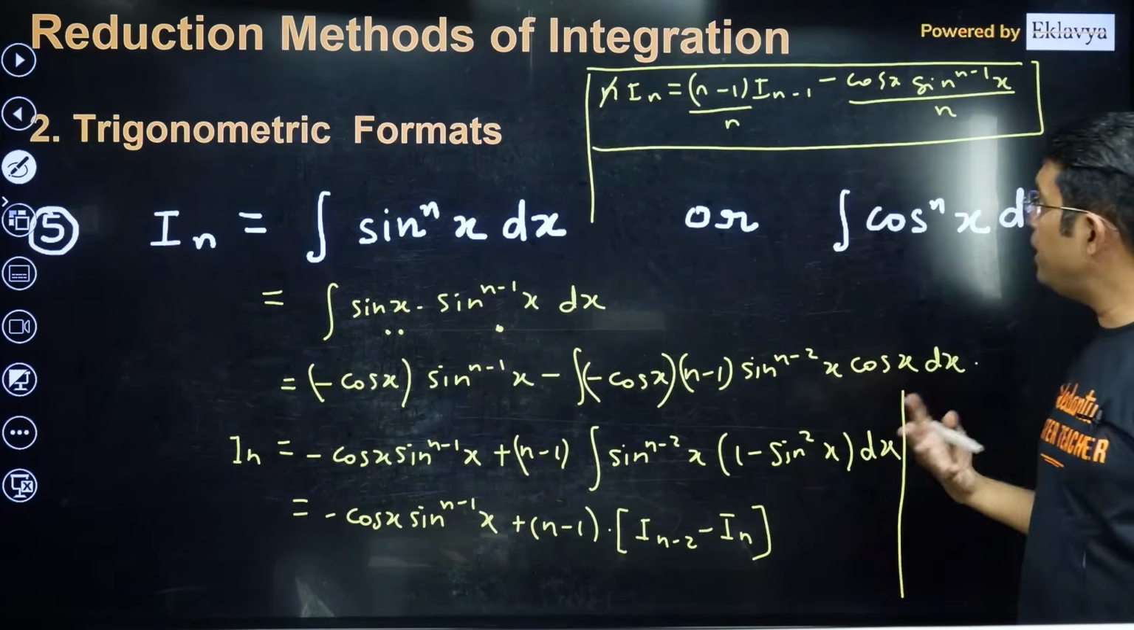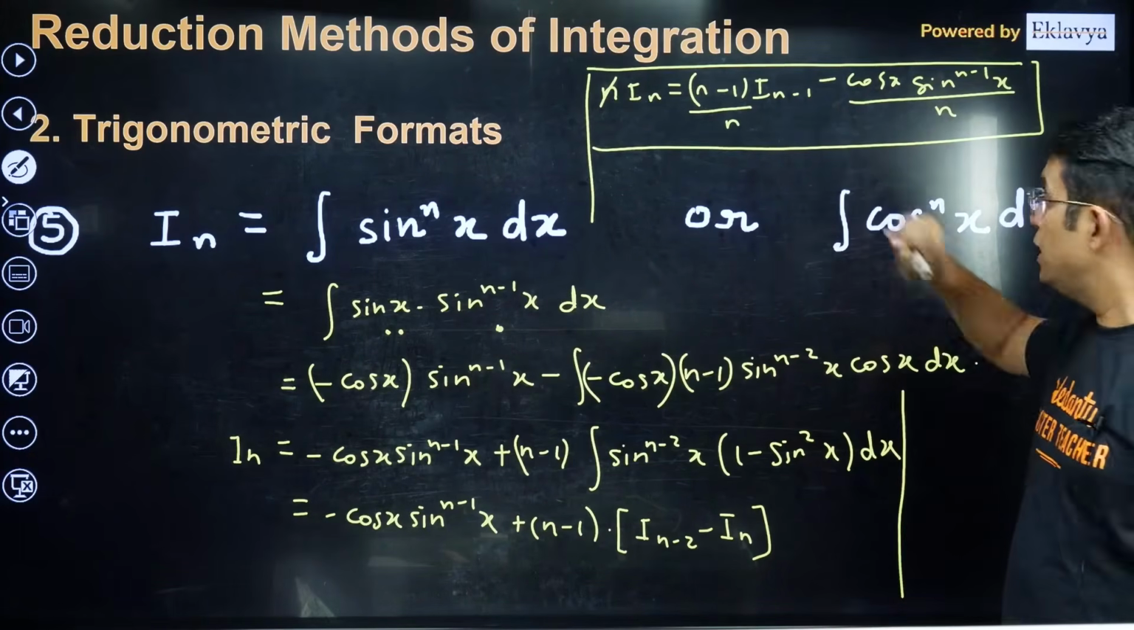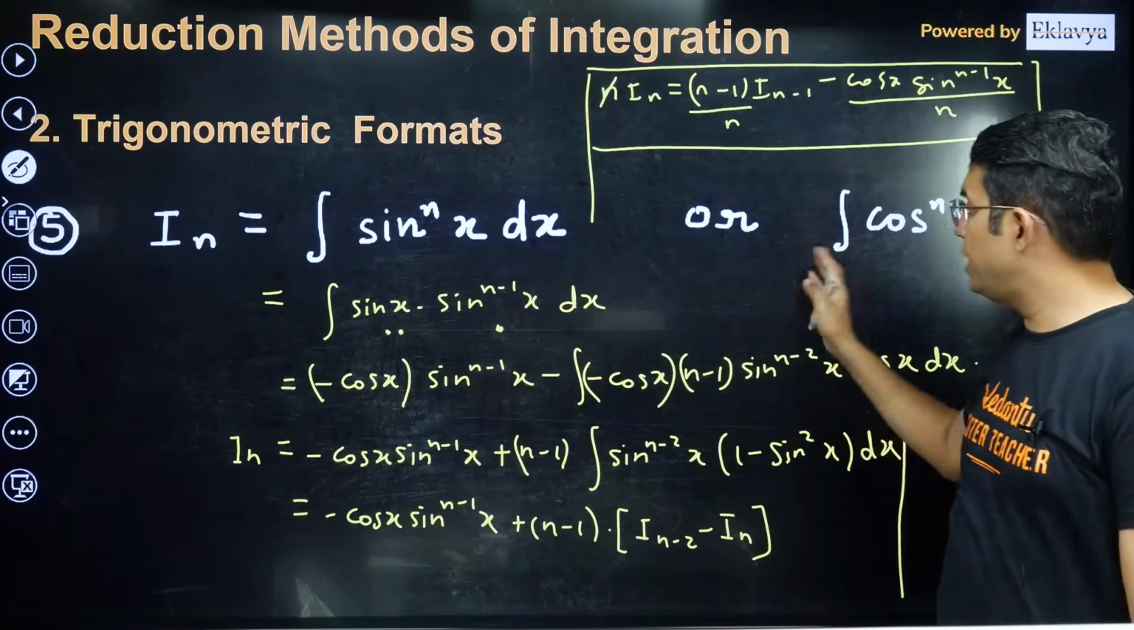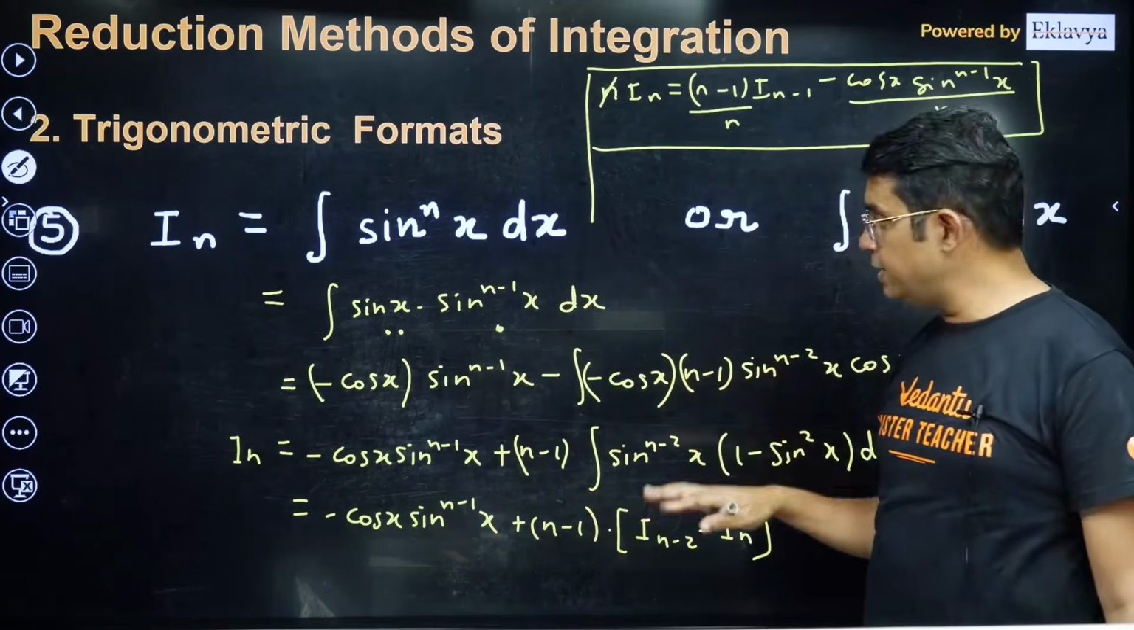Okay, now one very important result comes after this. Cos power nx is also very similar. There is no change, just write cos in place of sine, that's it.